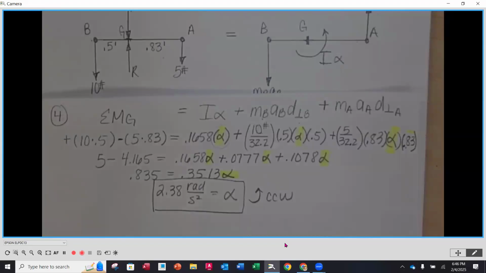So you should get 2.38, and the units for angular acceleration are going to be radians per second squared. You may remember that from kinematics, but I know we didn't put all the units in. But again, you can see how much longer this would be. I'm already using the full width of the paper. But trust me, radians per second squared.